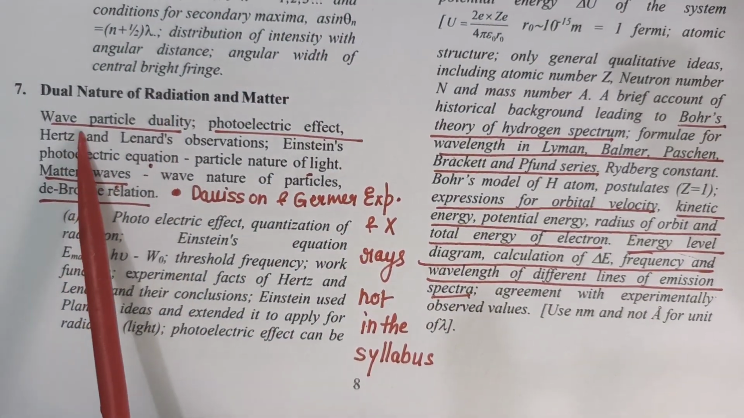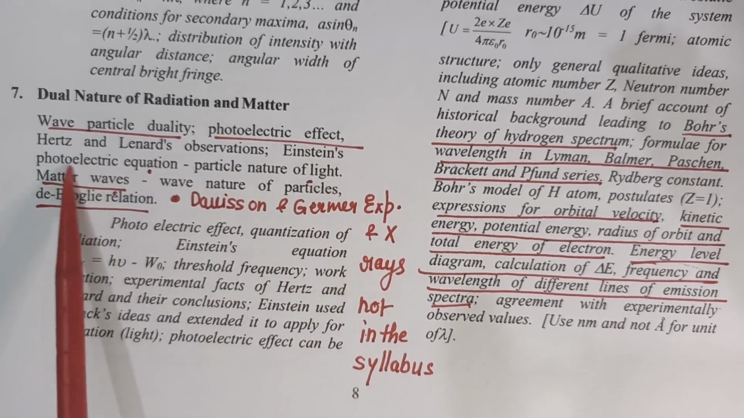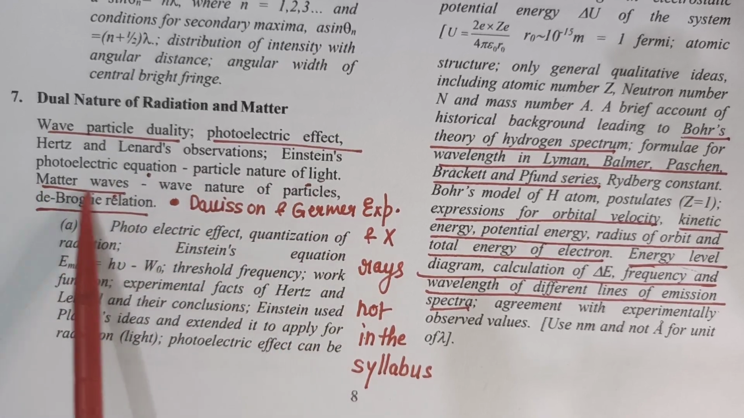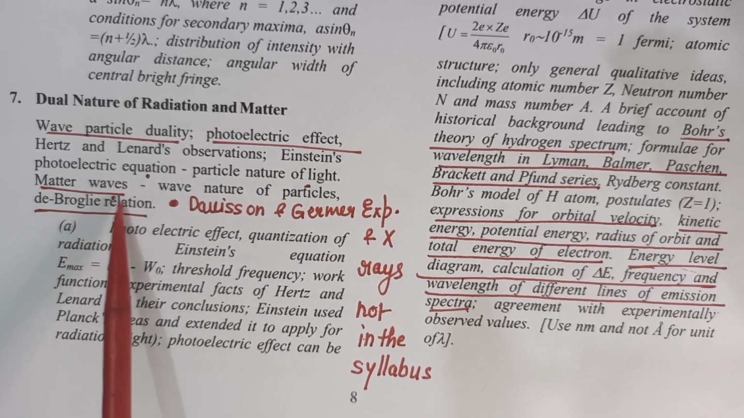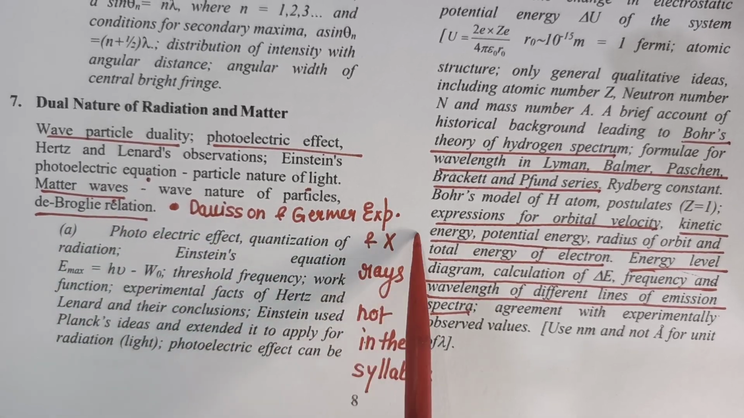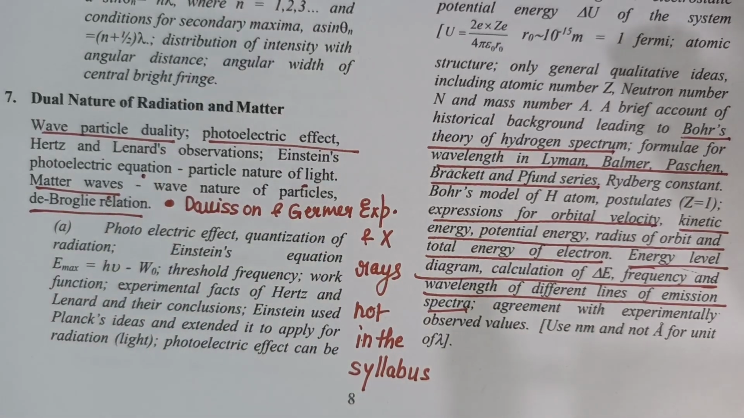Then comes modern physics: wave particle duality, photoelectric effect, Einstein's photoelectric equation, particle nature of light, matter wave, that is de Broglie's relation of wavelength and momentum. Here the Davisson and Germer experiment. And X-ray is a big topic which is not in the syllabus now.